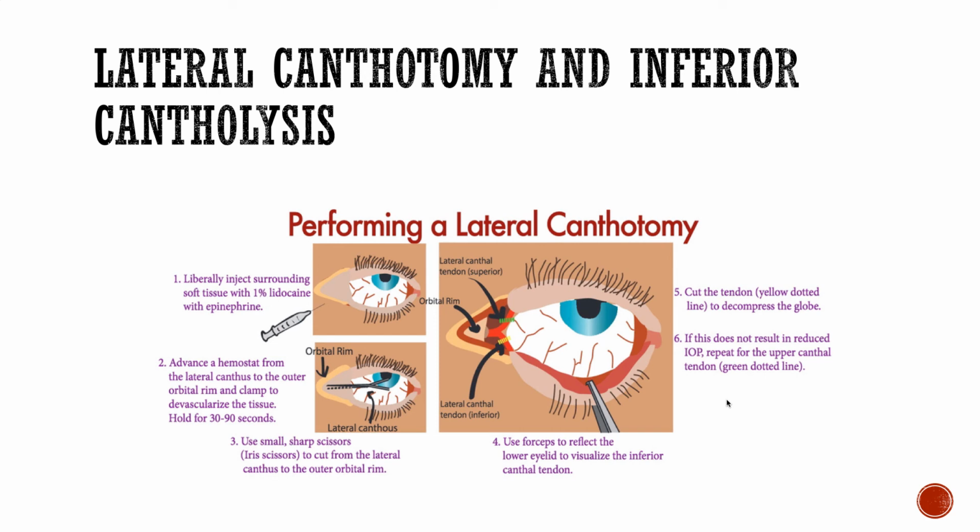With forceps, then you're going to grab the lower eyelid, retract it down to be able to expose that inferior tendon that you see depicted here by the yellow line. And then with the scissors pointing downwards, you're going to want to cut that inferior tendon. And that's the inferior cantholysis portion. With this procedure, symptoms should improve as well as intraocular pressure. If that's not the case, then what you could also do is cut the superior one depicted by the green lines there. You could cut that upper canthal tendon as well.